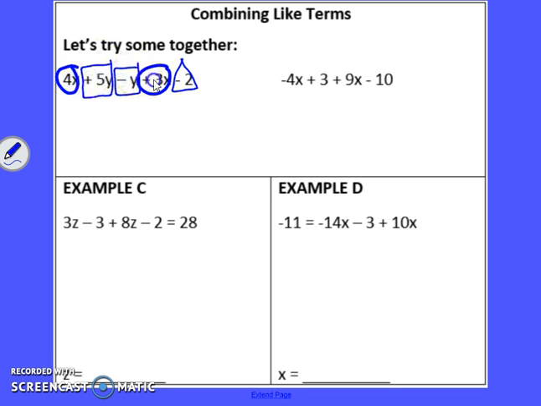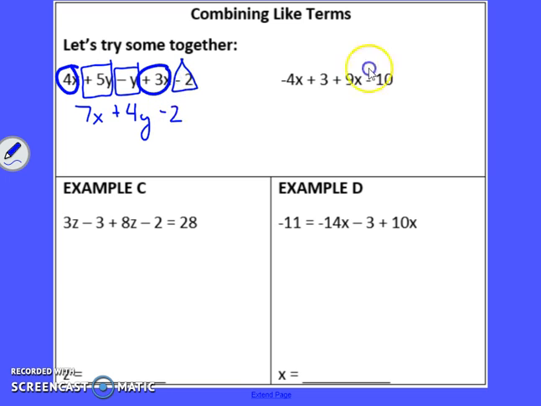So I'm going to put all my x's together. So I have positive 4x and positive 3x, so that's going to be 7 x's altogether. And then I have 5 y's and negative 1 y, so 5 minus 1 is going to be 4, so I have 4 y's, and then I have my negative 2.